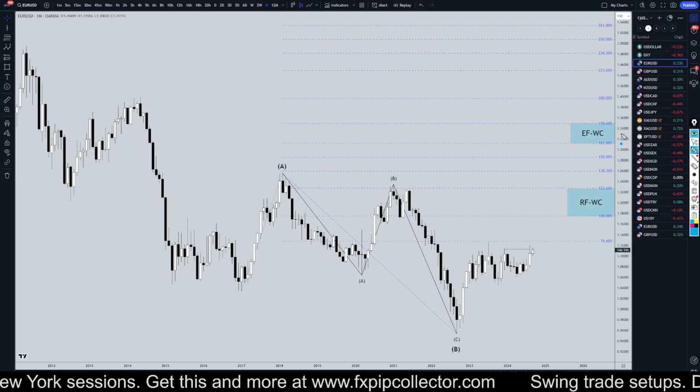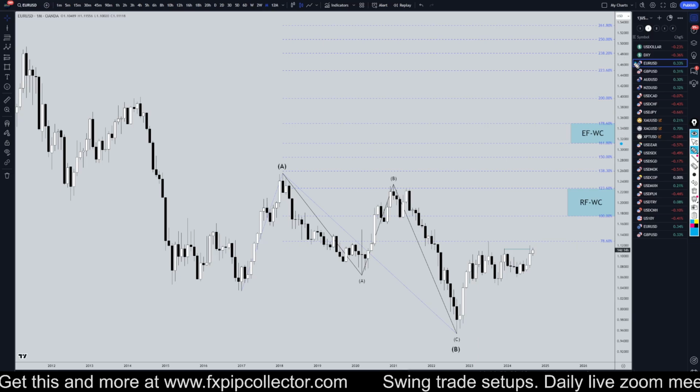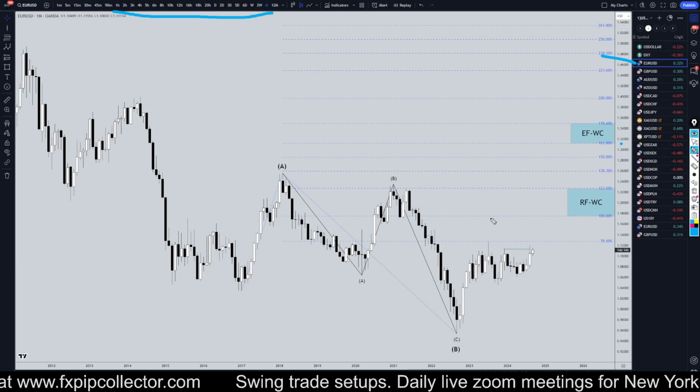Today is Monday, September 16th, and this is my analysis of the US dollar, starting on the monthly, working my way all the way down to the 1 hour time frame.